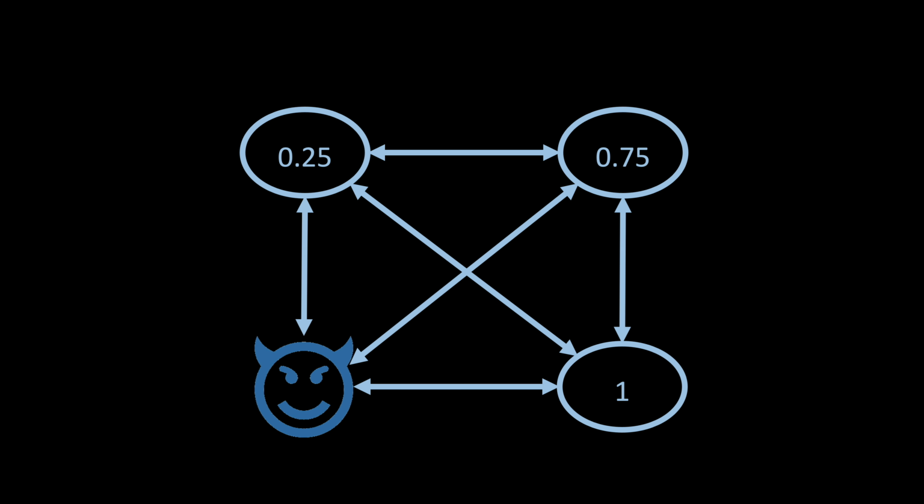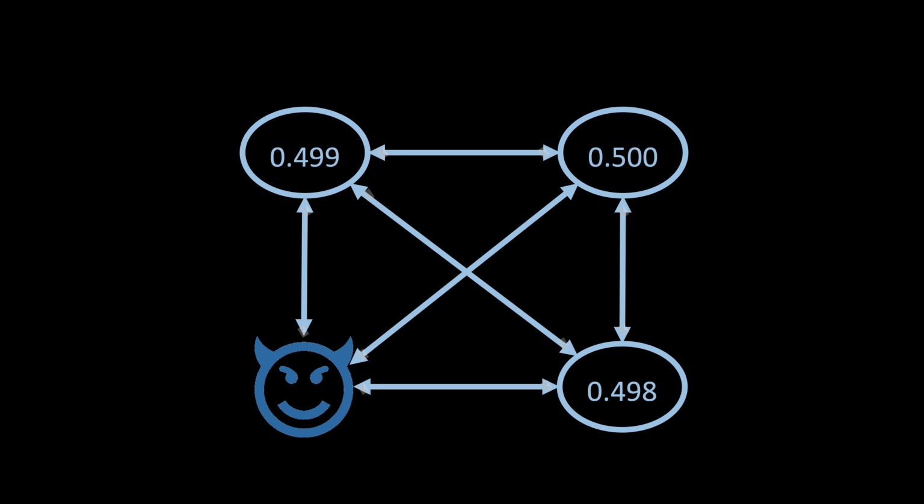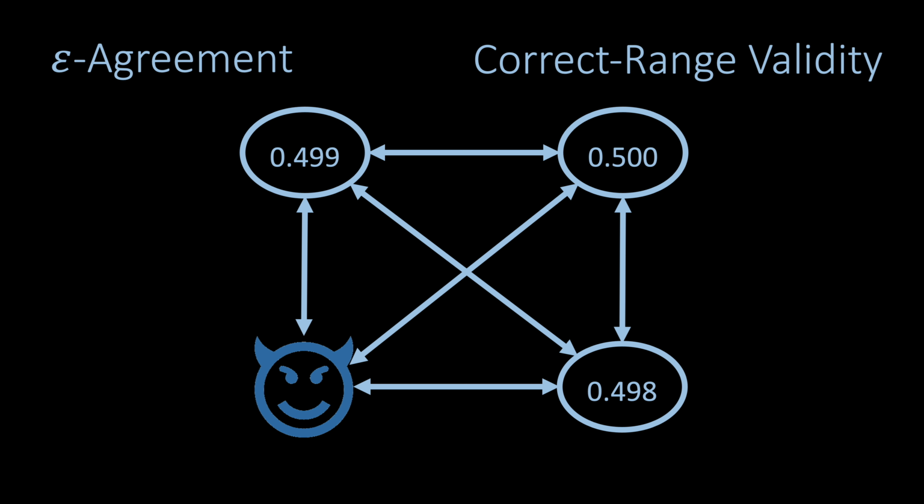We will be working in a setting of n nodes in an asynchronous network. Out of these nodes, f are Byzantine. Each correct node has a real value as input. Recall that approximate agreement requires the correct nodes to output, for any positive predefined error epsilon, values that are epsilon close and that are in the range of correct inputs. These two properties are called epsilon agreement and correct range validity.